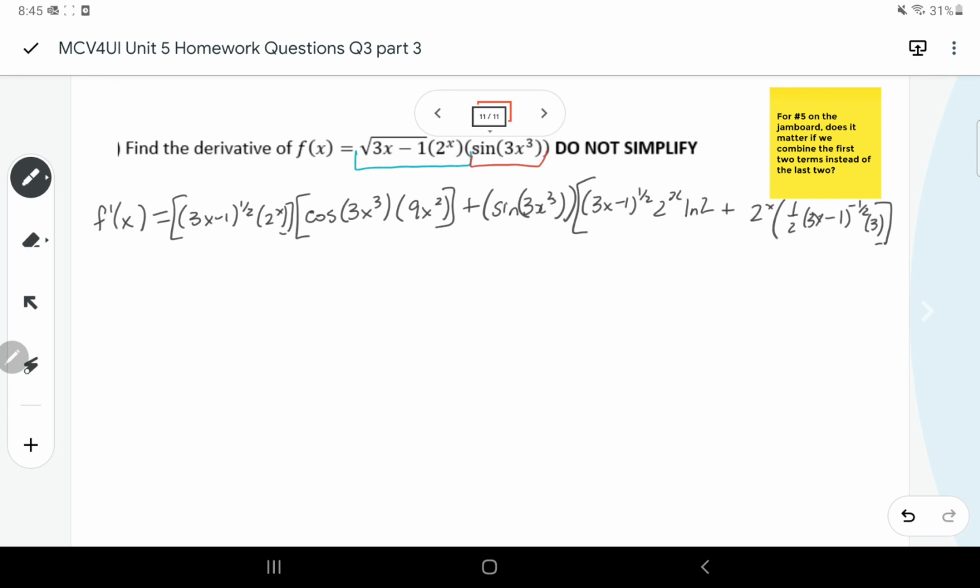I think that is it. So that is an alternate solution. It looks a little bit different, but it's really the same thing.